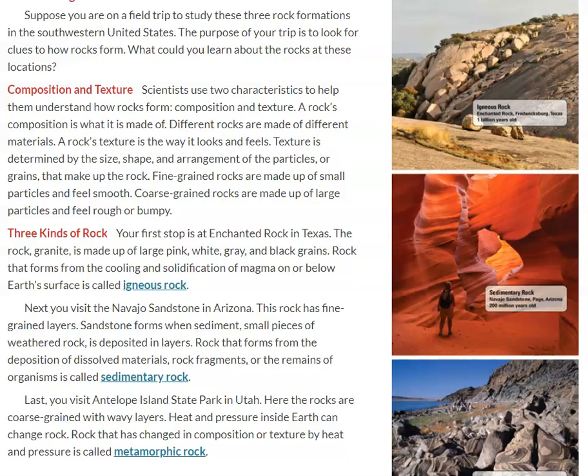So going back again, three kinds of rock. Igneous rock, that's born of fire and molten lava or magma that solidifies. Sedimentary rock, which is made of all different kinds of tiny pieces of rock and sand. And then finally, metamorphic rock is when you take any other kind of rock and you squeeze it and put it under a lot of heat and pressure, and you get metamorphic rock.